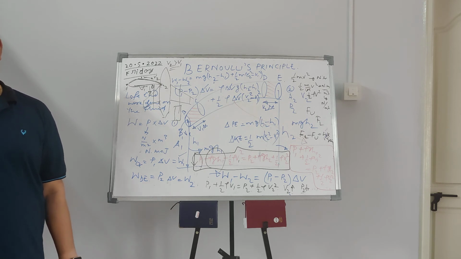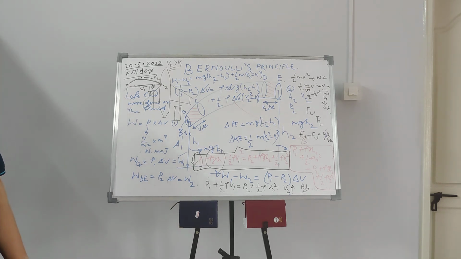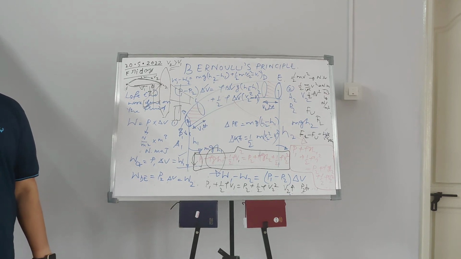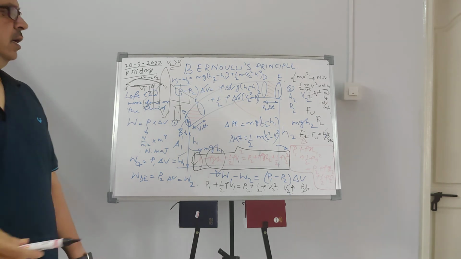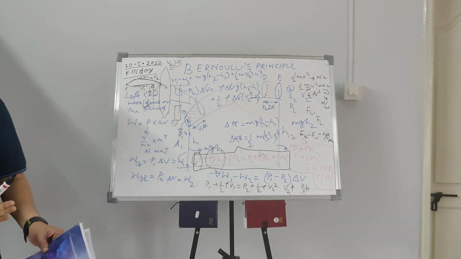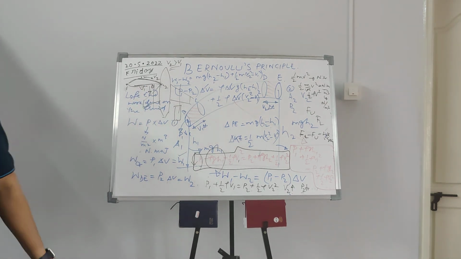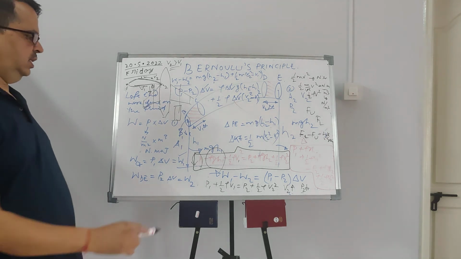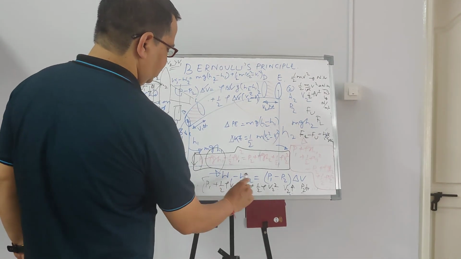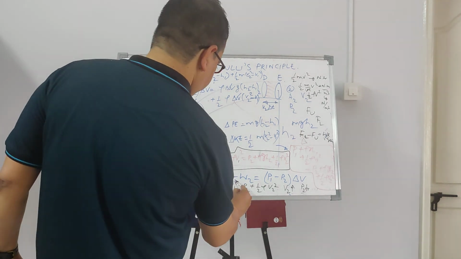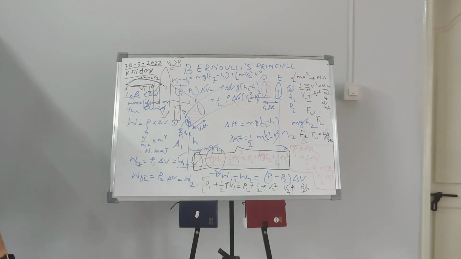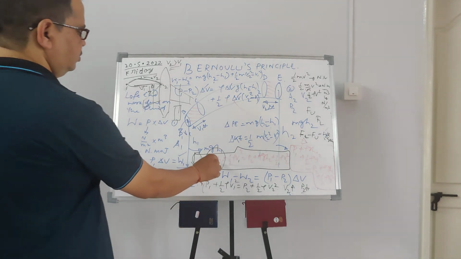One is pressure energy, one is velocity or kinetic energy, one is potential energy. So the addition of kinetic energy plus potential energy plus pressure energy at any cross section will remain constant. You have to learn this formula by heart: P1 plus half rho V1 squared is equal to P2 plus half rho V2 squared. That one you have to remember.